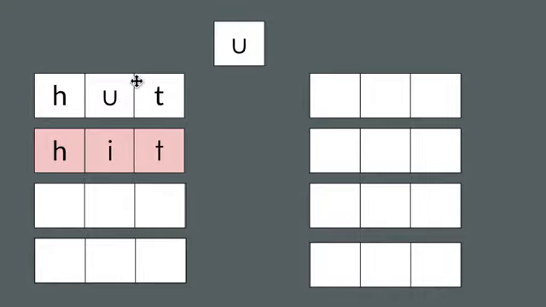Notice how hit and hut are very similar. The only difference is that this one has a U and this one has an I. Because they're both closed syllable words, they both have the short vowel sounds. Hut has the short U sound, hit has the short I sound. Help me with this next one.